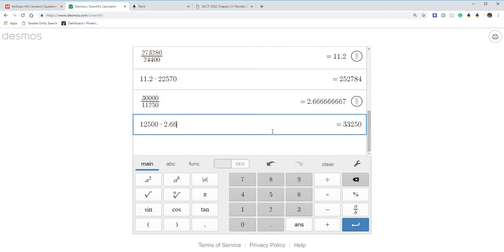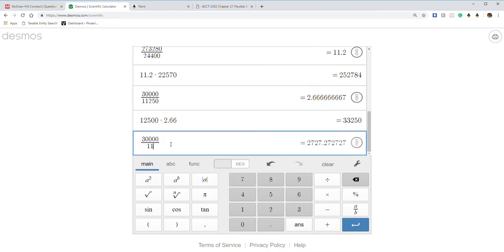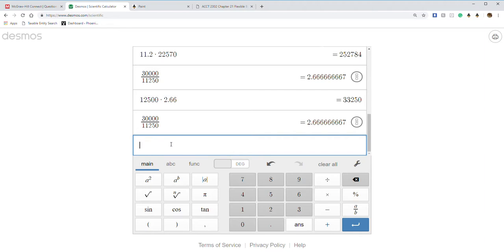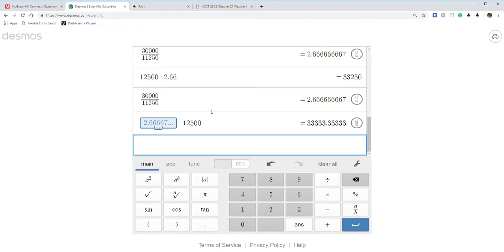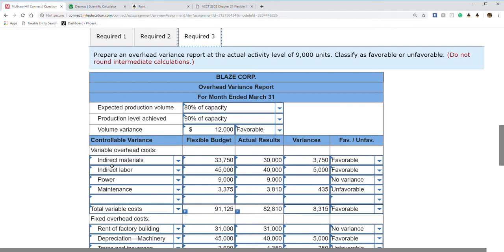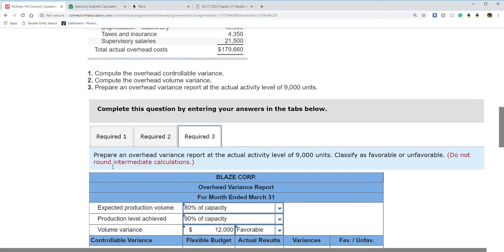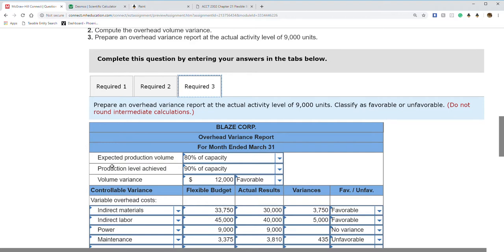So, let's... Let me see, take this again. Divide by 11,250 equals, take that answer, times it by... And they're really doing the same thing. And it is close enough, but it's not based on 9,000 units.